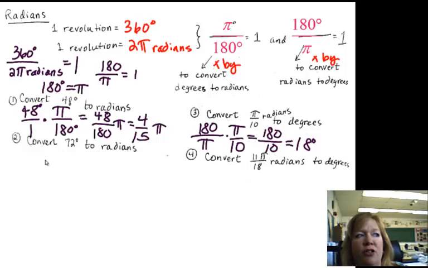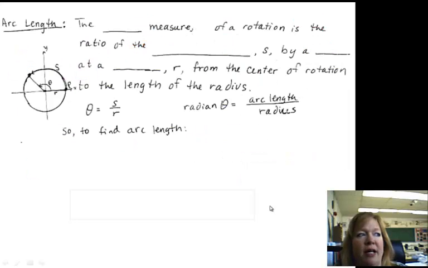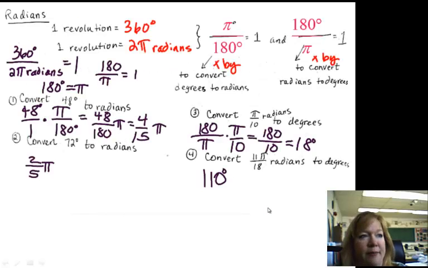Convert 72 degrees to radians and convert 11 pi over 18 radians to degrees. What I'd like you to do is pause the video and see if you can do that on your own. 1 Mississippi, 2 Mississippi. Did you pause it yet? Okay, here's what you should end up with. You should have got 2/5 pi and 110 degrees. So for those two, if you had trouble with that, go back to the instructions and see what went amiss.